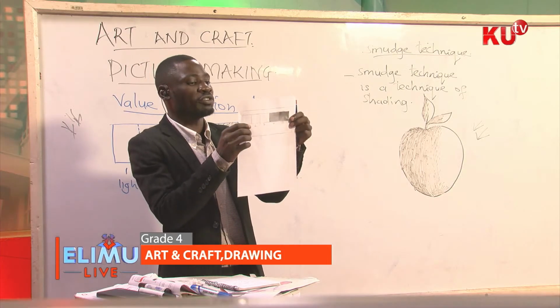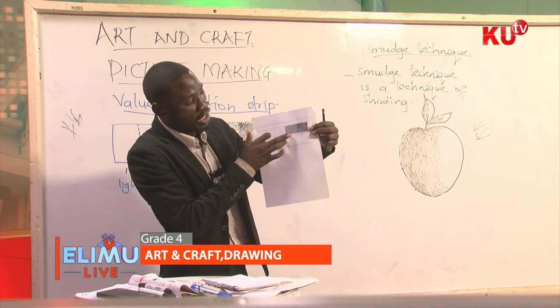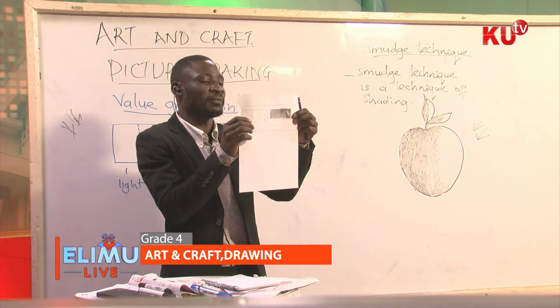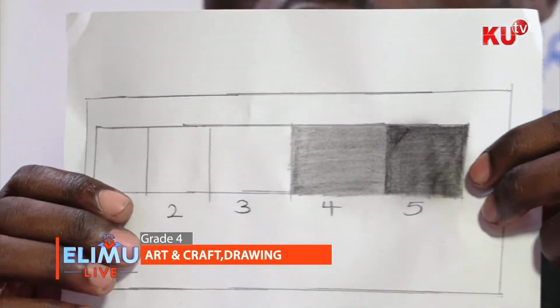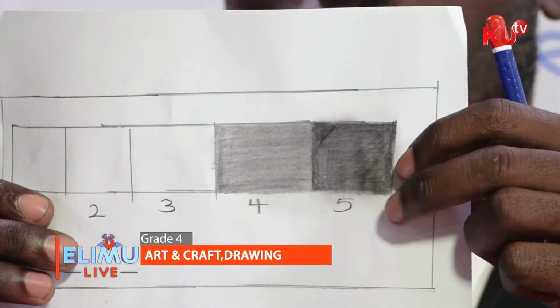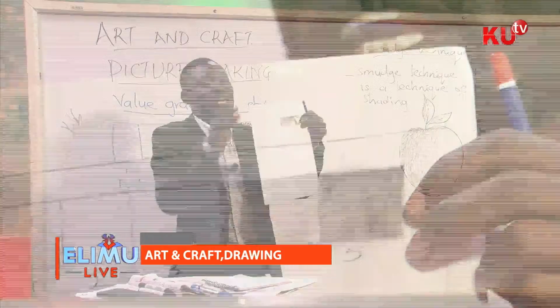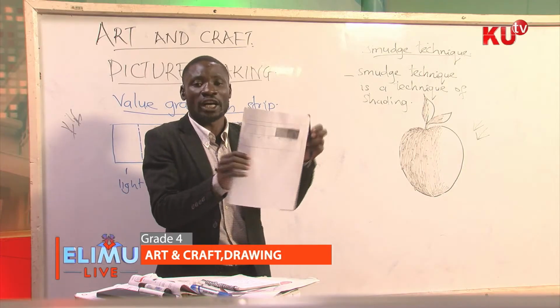I want us to observe the fourth box and the fifth box. Which one is lighter? The fourth box is lighter compared to the fifth box. So I want us to move to the next box, which is the third box.